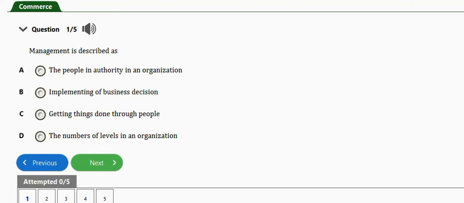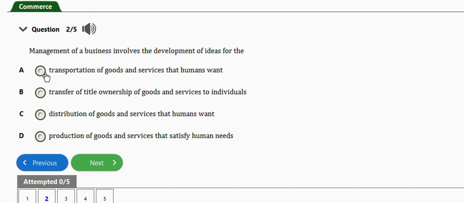Next question will be this one. It says management of a business involves the development of ideas for the: option A, transportation of goods and services that humans want; transfer of title ownership of goods and services to individuals; distribution of goods and services that humans want; production of goods and services that satisfy human needs. So the right answer to this question is that it involves the production of goods and services that satisfy human needs. Okay, very important.